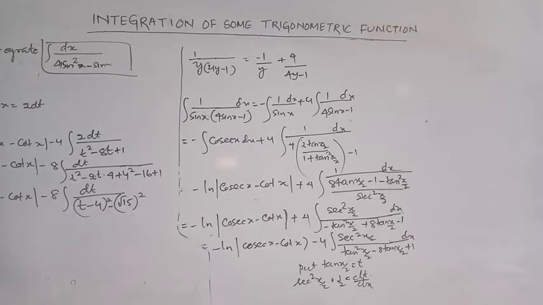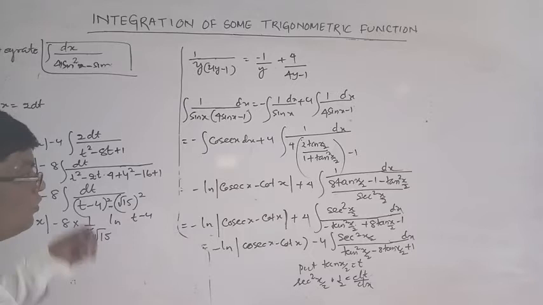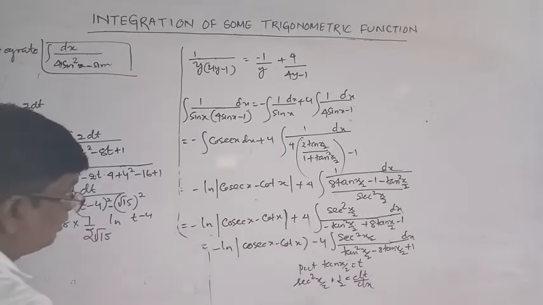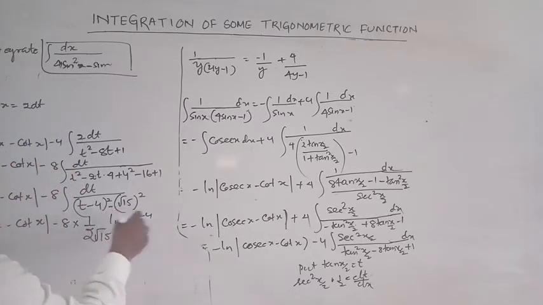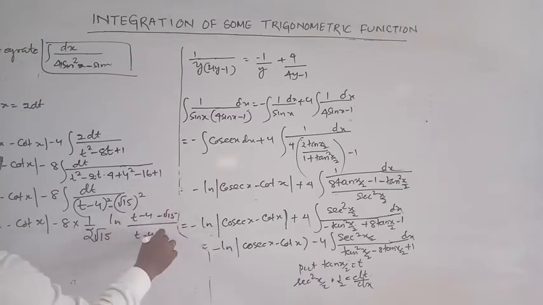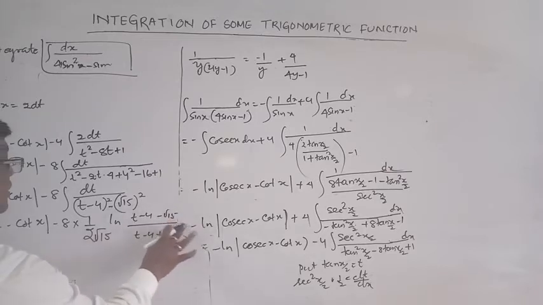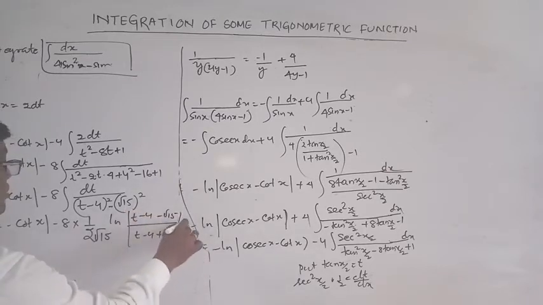Okay, this is the standard form of x square minus a square form. So minus log of cosec x minus cot x, so minus 8 into 1 by 2a, 1 by 2 into a means root 15, log of t minus 4 minus root 15 by t minus 4 plus root 15, plus c.